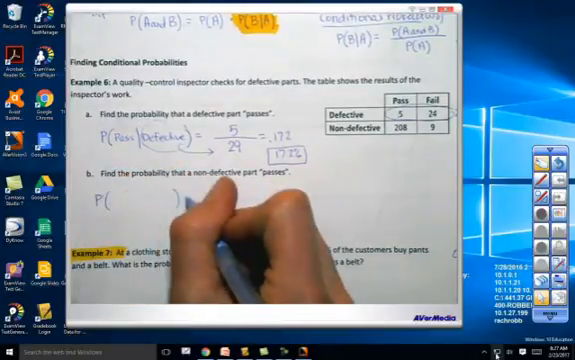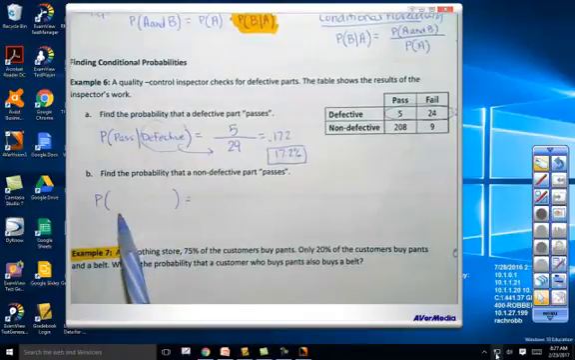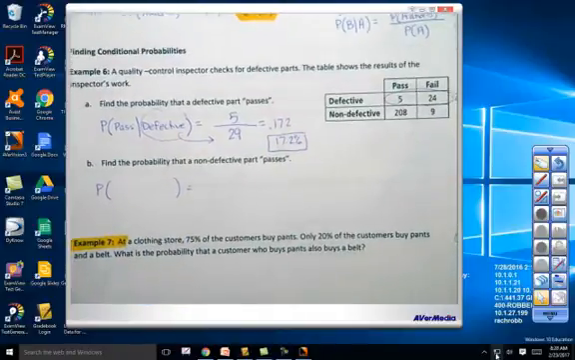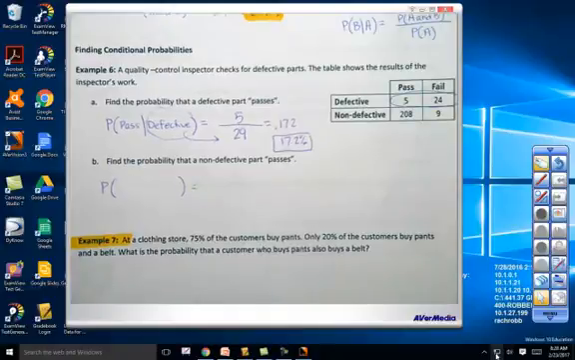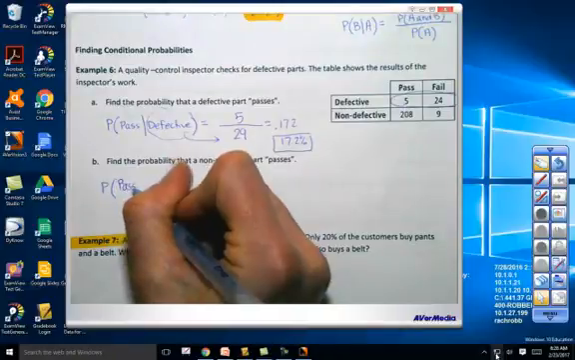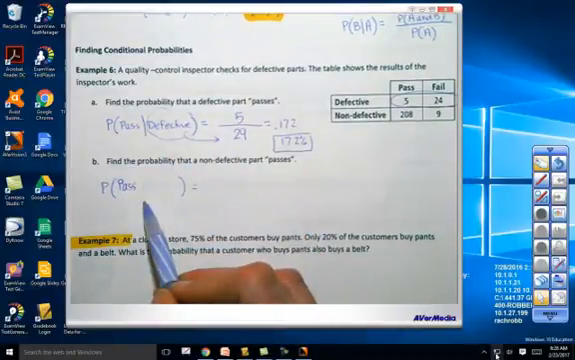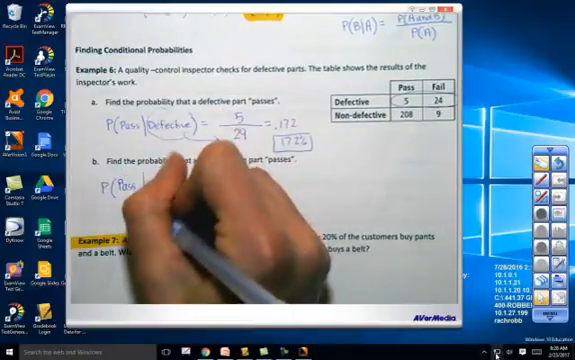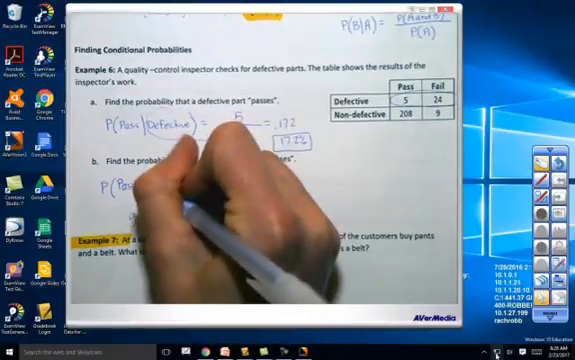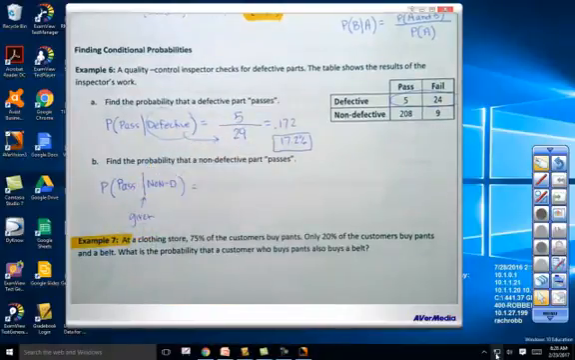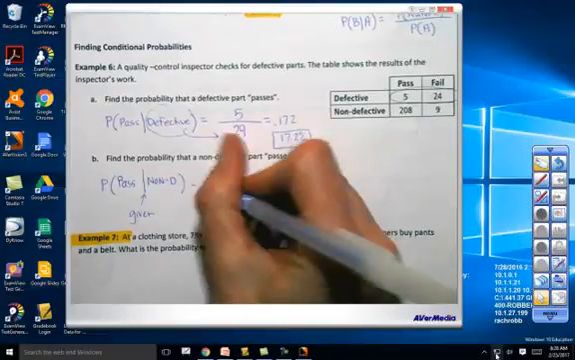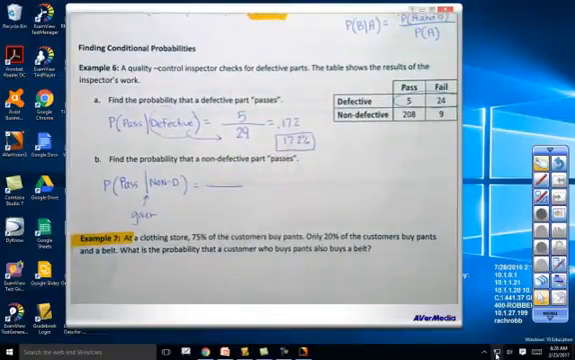How would I write this next one? It says, find the probability that a non-defective part passes. Tori, do you know what this line means? Given. Yep, just given that non-defective. I'm just going to put non-D. Okay. So what numbers are going to go where? What do I really care to look for? What do you think, Cody?